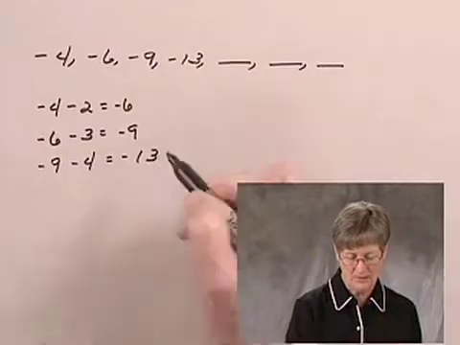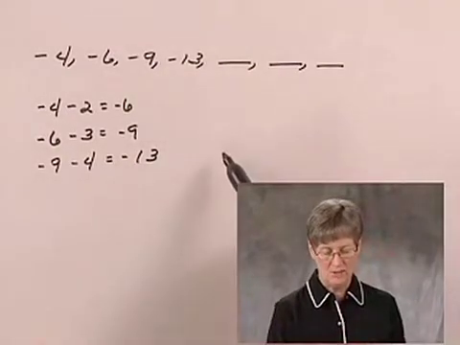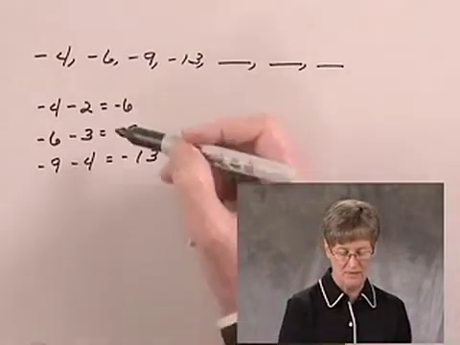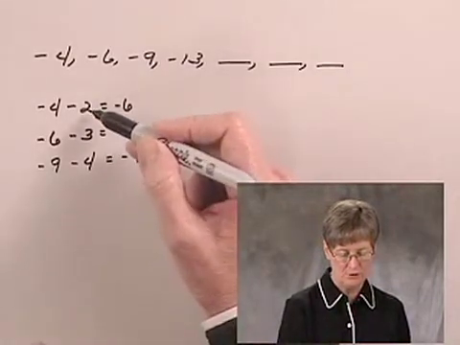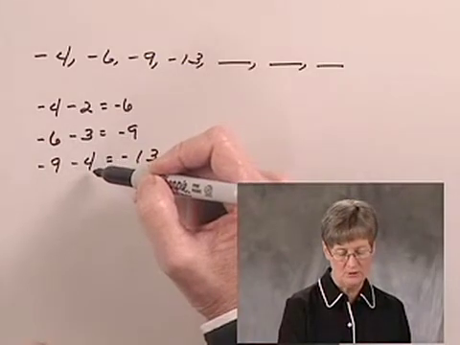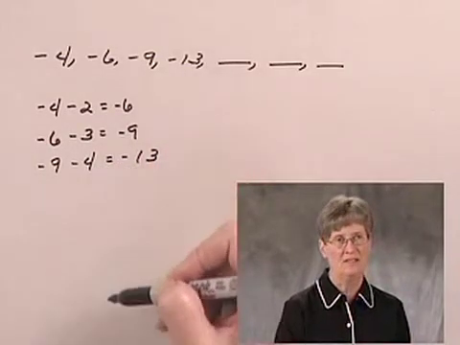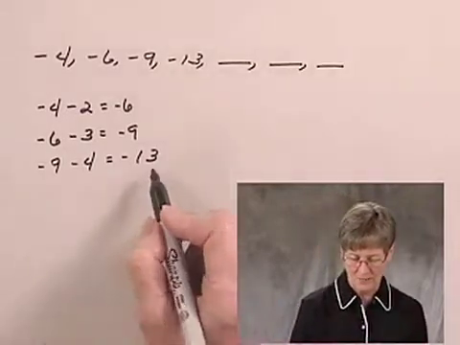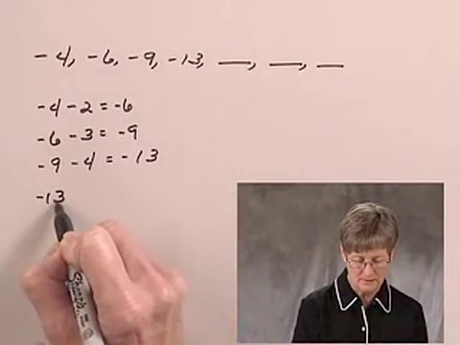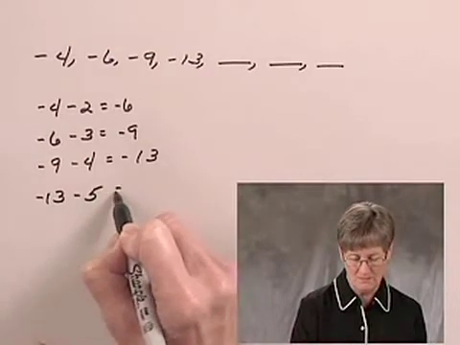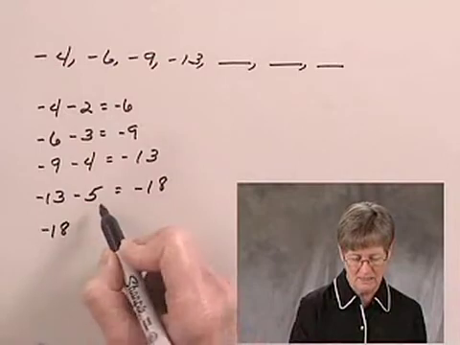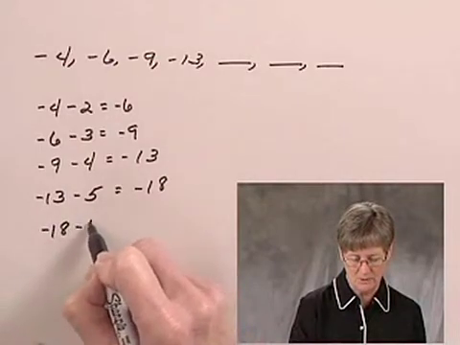And we can see the pattern that we have here. Each number is formed by subtracting a number from the one that precedes it, and the numbers that we're subtracting in order are 2, 3, 4. So it would seem logical that we would subtract 5, 6, and 7 in order to find the three missing numbers here. And let's do that. We'll start with negative 13, and we'll subtract 5 this time. We get negative 18.